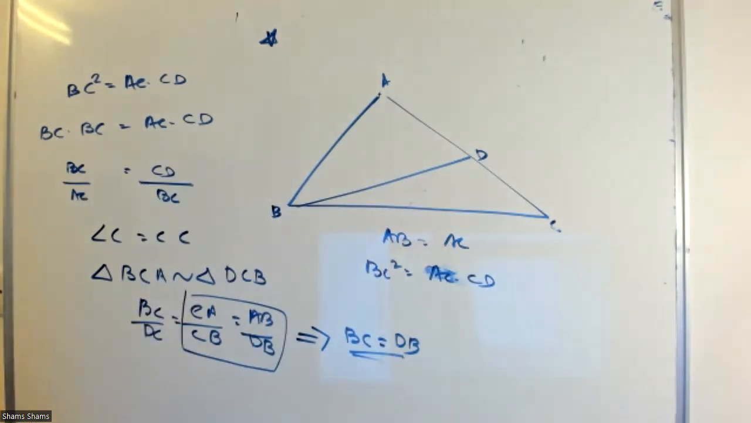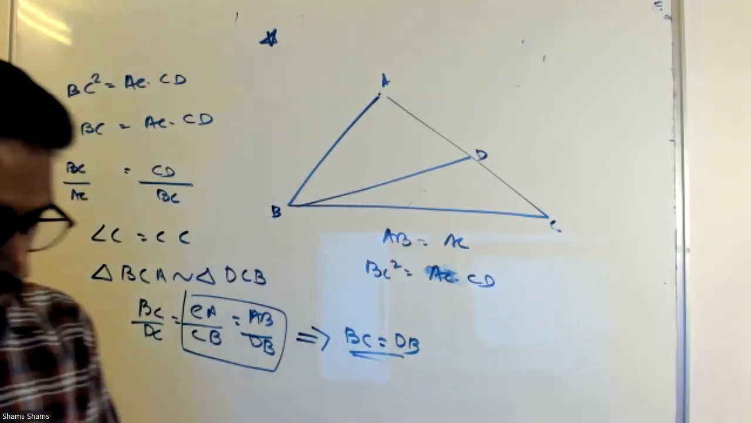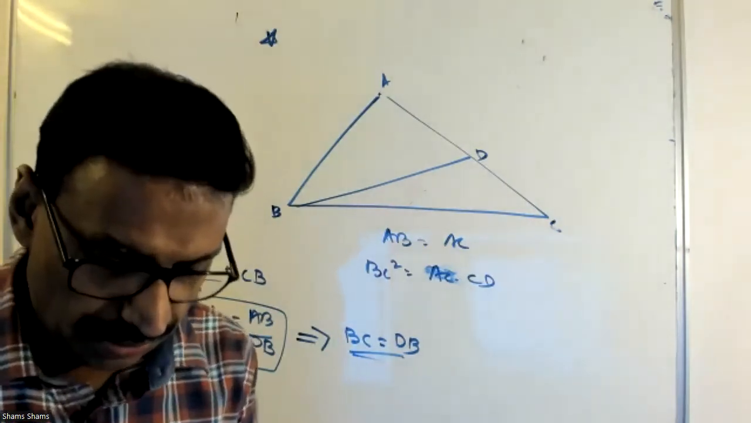So right now, this is a good question. I'll give the note. Right. BC square equal to, BC square equal to.